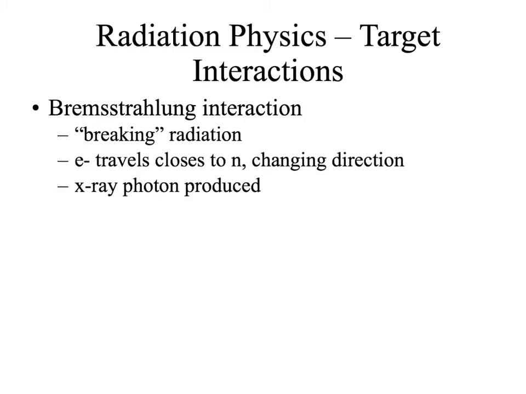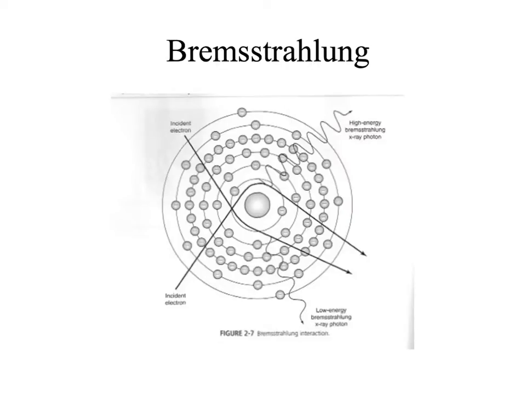So the electron travels close to the nucleus. Look at this, you can write on it. And then it changes direction, right? And an X-ray photon is produced, right? So here is an illustration of it. We have this incident electron, travels real close to the nucleus. The gravity of the nucleus pulls it in a different direction, and then a photon is emitted, right? So the electron moves close to the nucleus, and a photon is emitted, right?